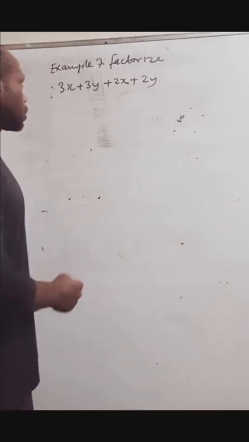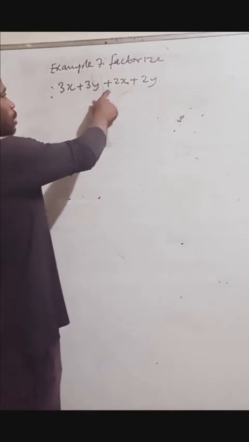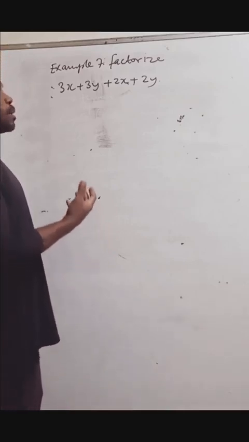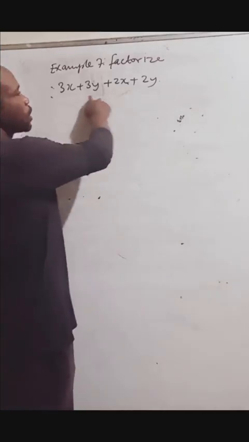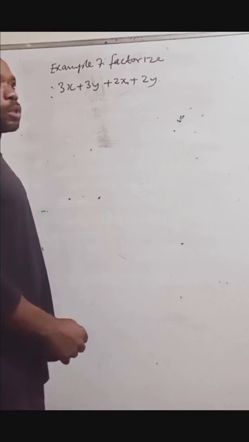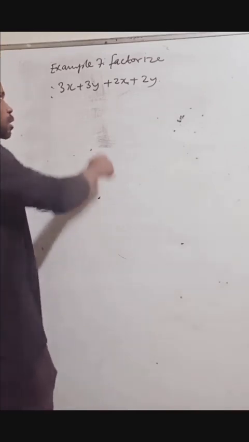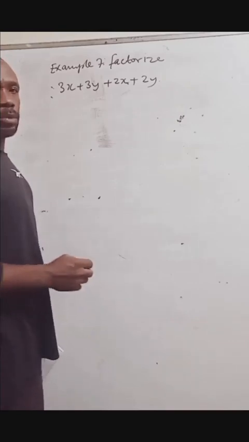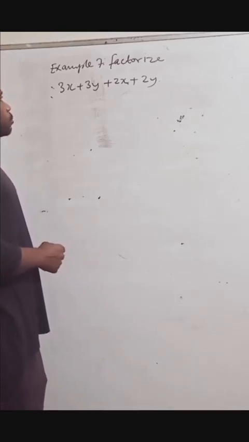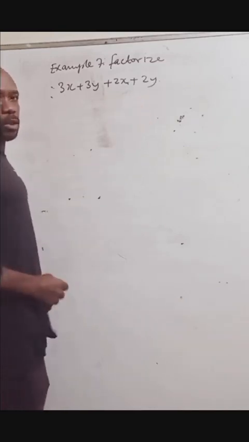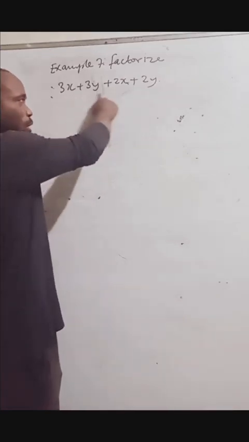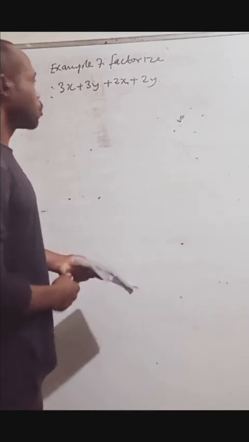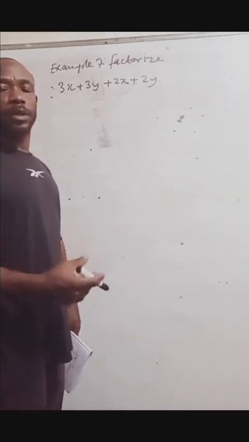Example number 7. Factorize 3x plus 3y plus 2x plus 2y. Here again, you can see that we cannot find a common factor for this polynomial. This is a polynomial because it has many terms. So an algebraic expression that has many terms is referred to as a polynomial. So the terms do not have a common factor. In this case, when we are asked to factorize this type of expression, we use the grouping method. So we group terms that have a common factor.